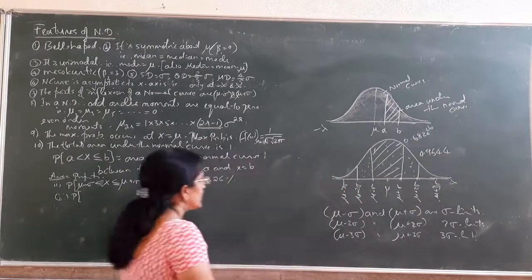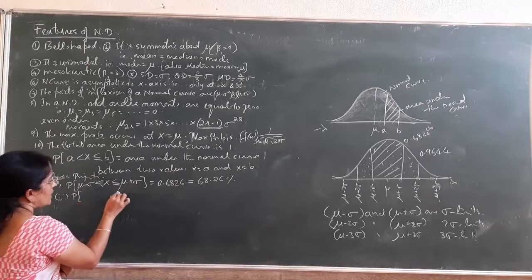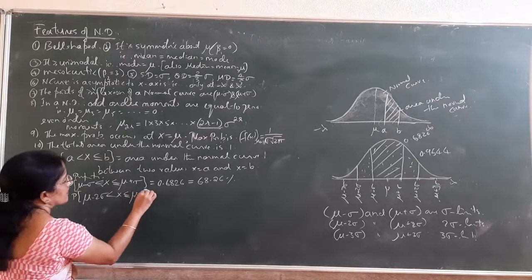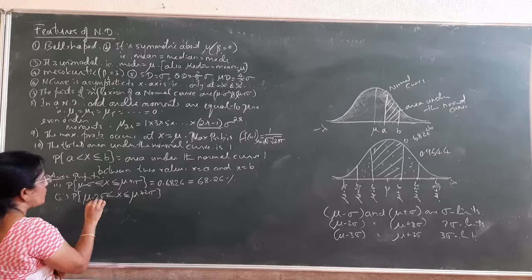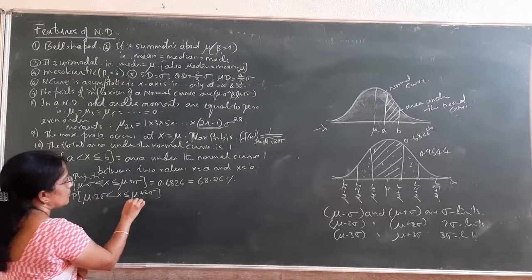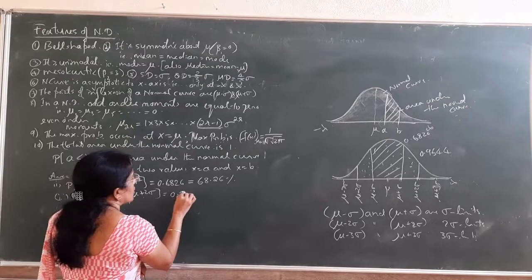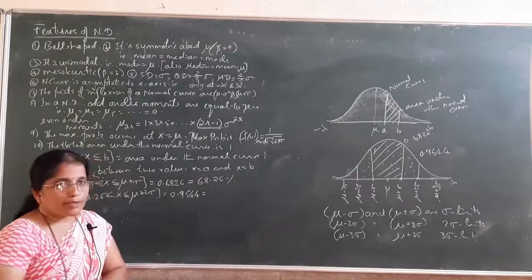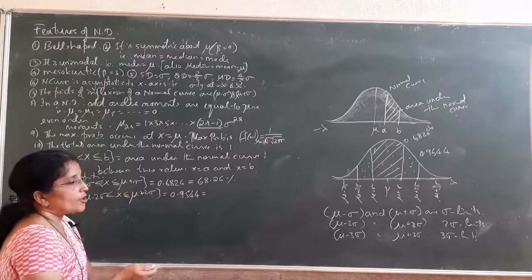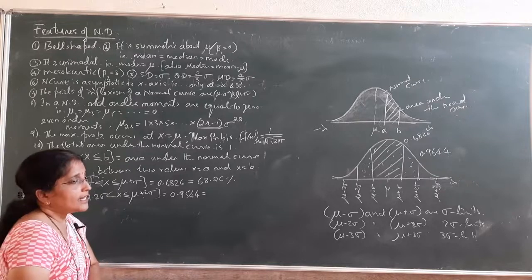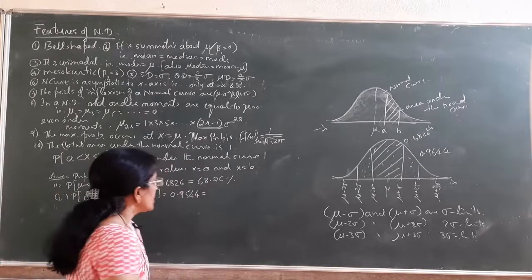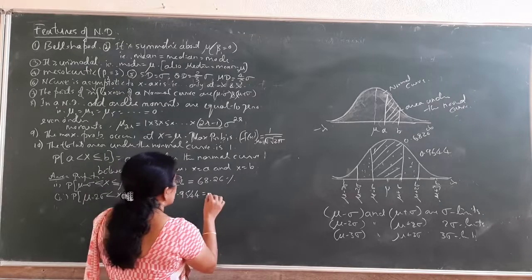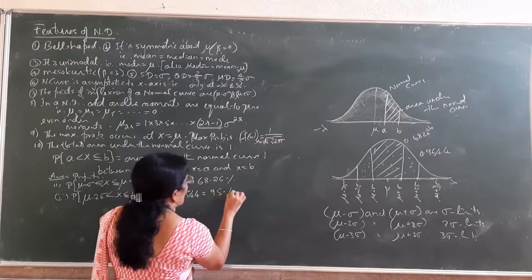0.9544. That is, we can write the probability of x lying between 2 sigma limits, that is probability of mu minus 2 sigma less than x less than mu plus 2 sigma, is equal to 0.9544, right? What it indicates actually? The probability of a normal variate x lying in the 2 sigma neighborhood of mu is 0.9544, or we can say the percentage area as 95.44.